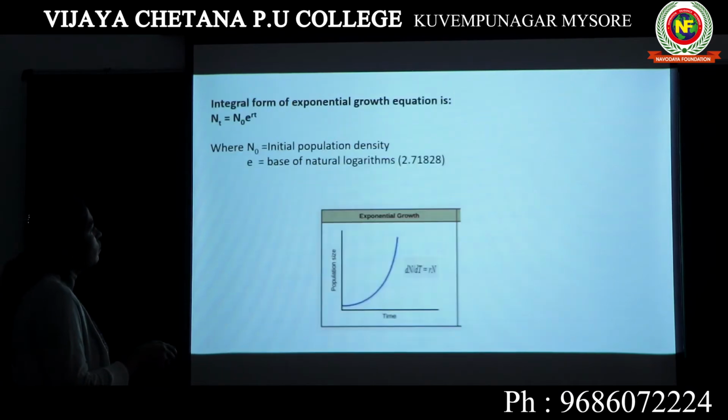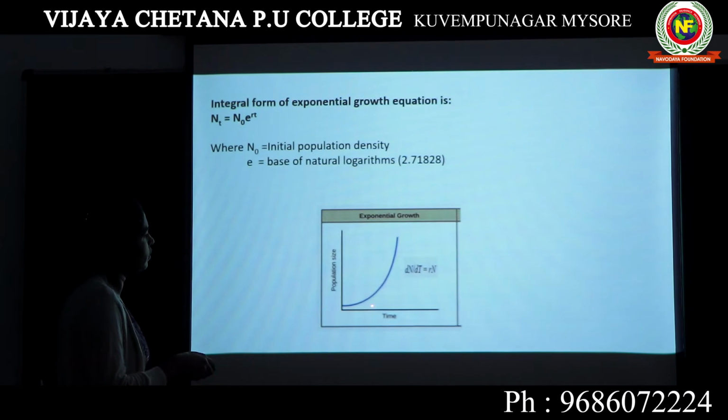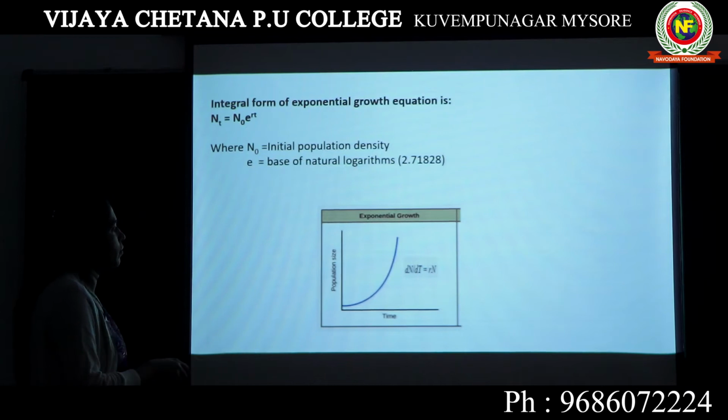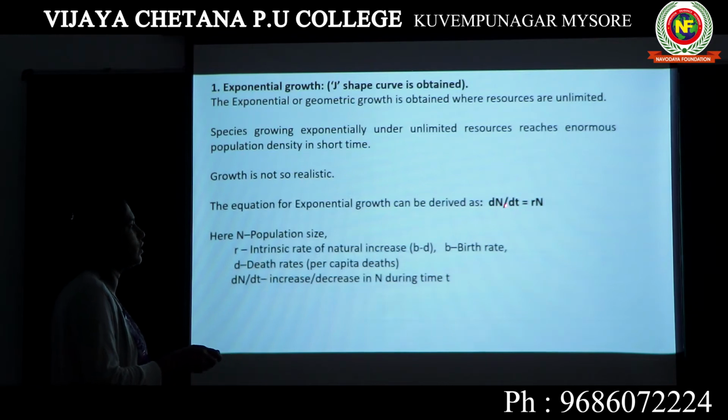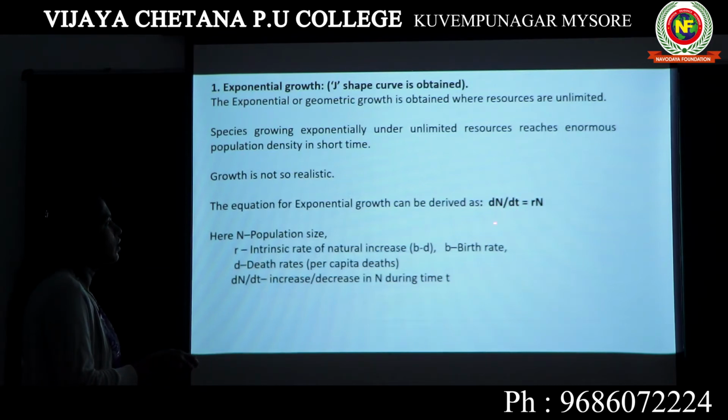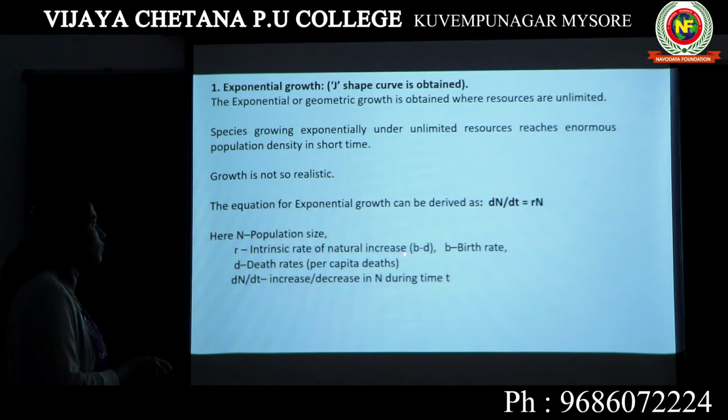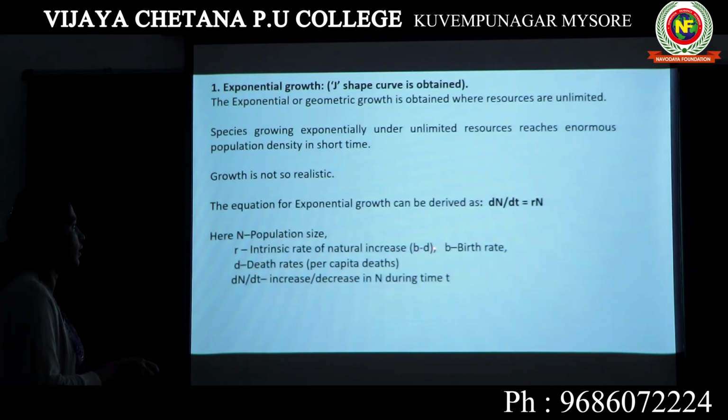Here, when resources are unlimited, we get a continuous growth. Population size keeps growing along with the time. So this is the formula that we use. dN by dt is equal to increase or decrease in the population size during time t. So N is population size, t is time, r is intrinsic rate of natural increase, which represents B minus D.